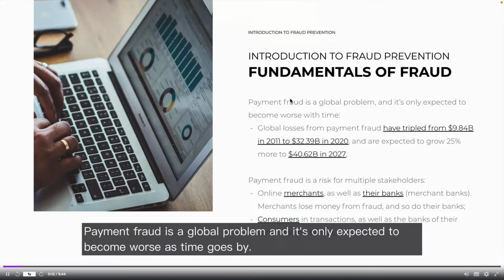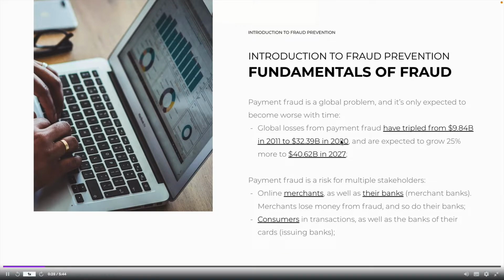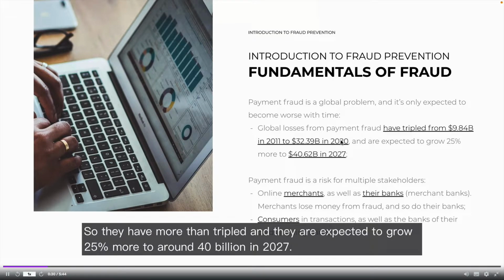Payment fraud is a global problem, and it's only expected to become worse as time goes by. Global losses from payment fraud have tripled from around 10 billion in 2011 to around 32 billion in 2020. So they have more than tripled, and they are expected to grow 25% more to around 40 billion in 2027.